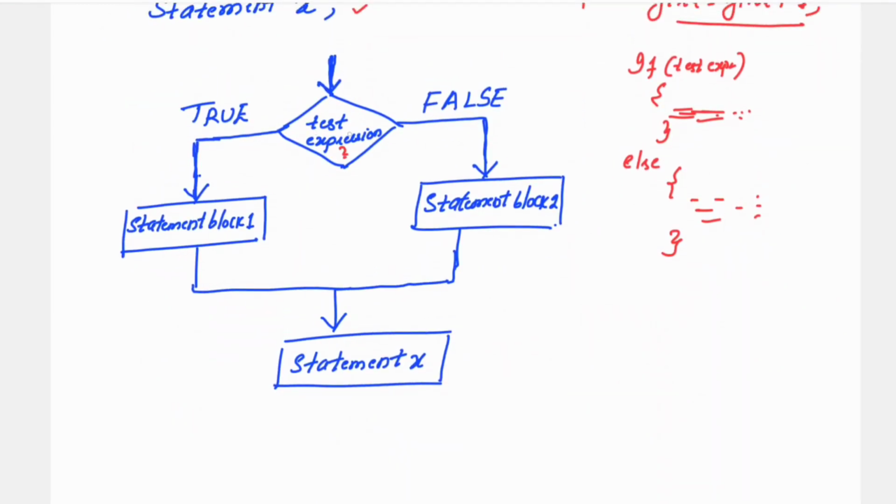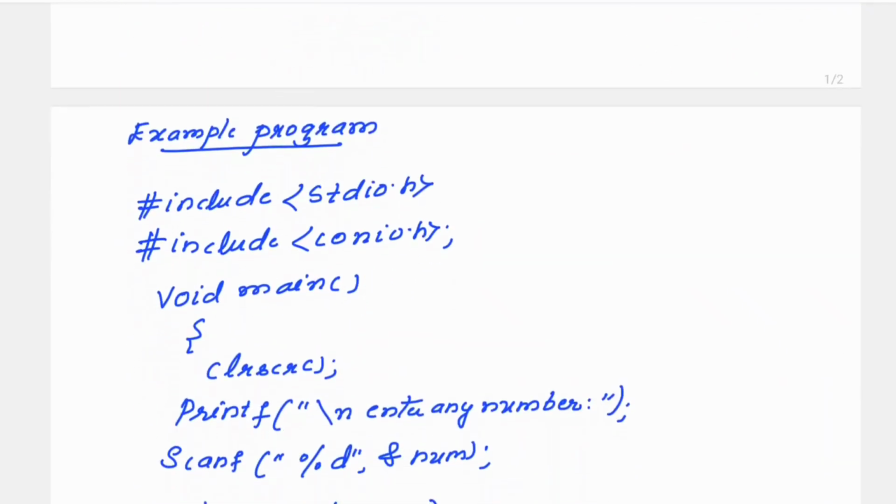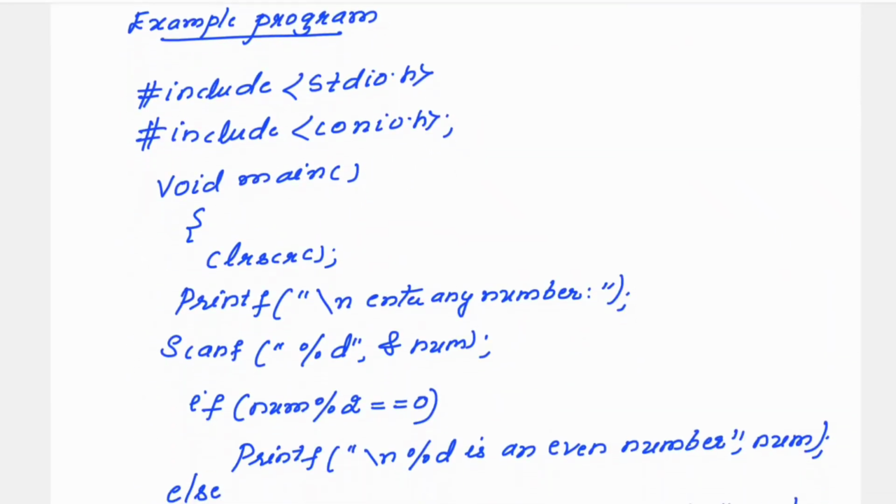Let me explain the same thing with the flowchart. We check the test condition. If it is true, the block 1 statements are executed, and then statement X is executed. If the condition is false, then statement block 2 is executed, and then statement X is executed.